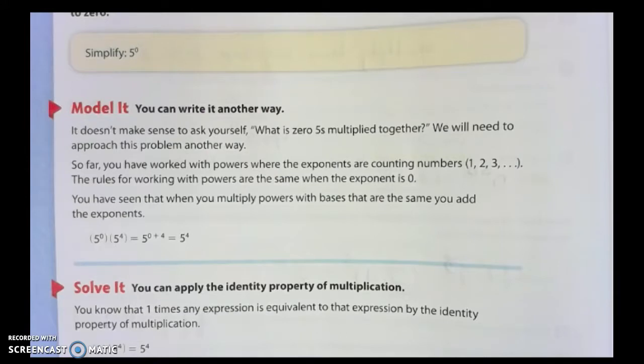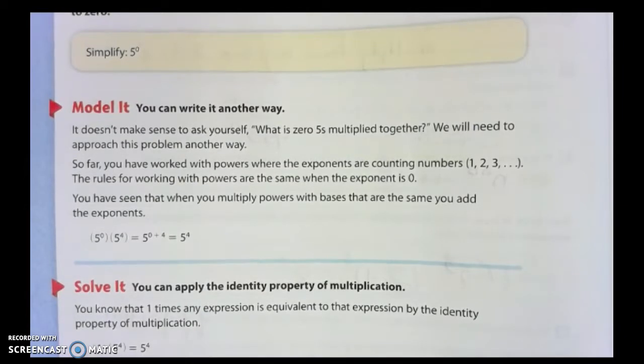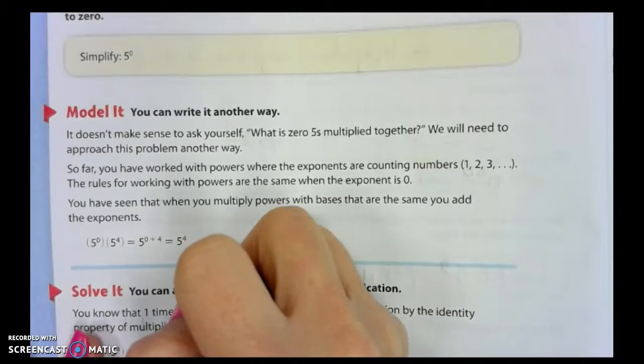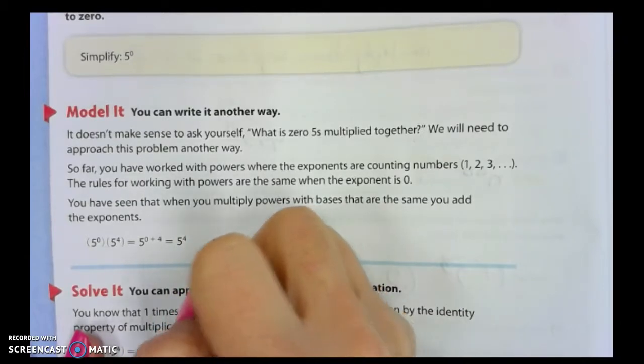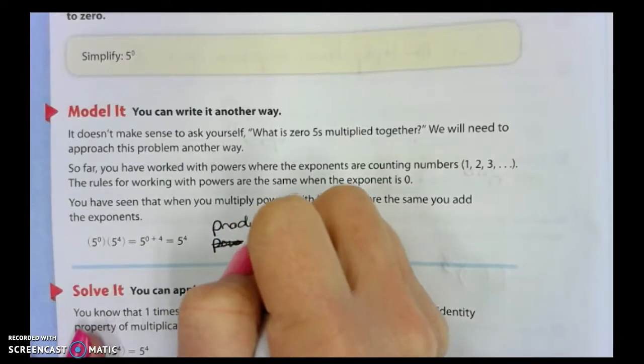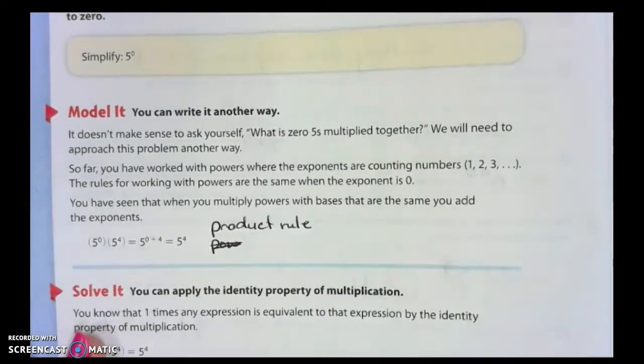So far, you have worked with powers where the exponents are counting numbers, 1, 2, 3, and so on. The rules for working with powers are the same when the exponent is 0. You have seen that when you multiply powers with bases that are the same, you add the exponents. Remember, that was called the power rule. No, it wasn't. It was called the product rule. My bad. Okay, it was called the product rule.